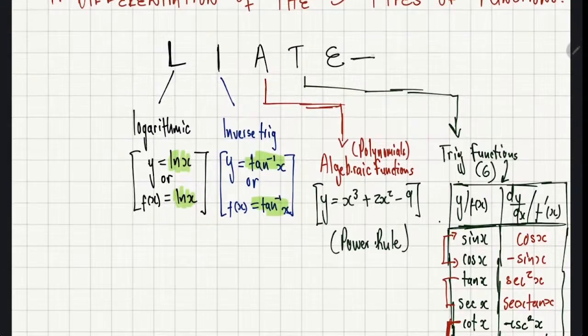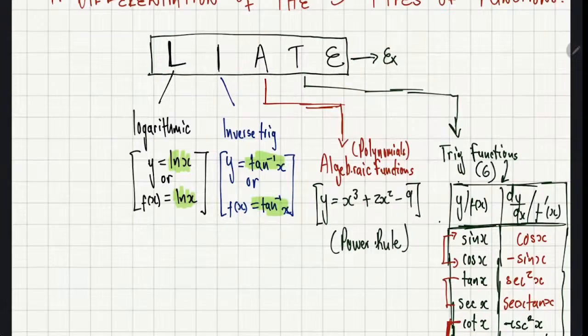The last and final one is this one, E, which represents exponential. So this word, LIATE, I want you to master it because it's coming back in integration. Everyone should know the 5 types of functions that you meet at A level and what you get when you differentiate each of them.